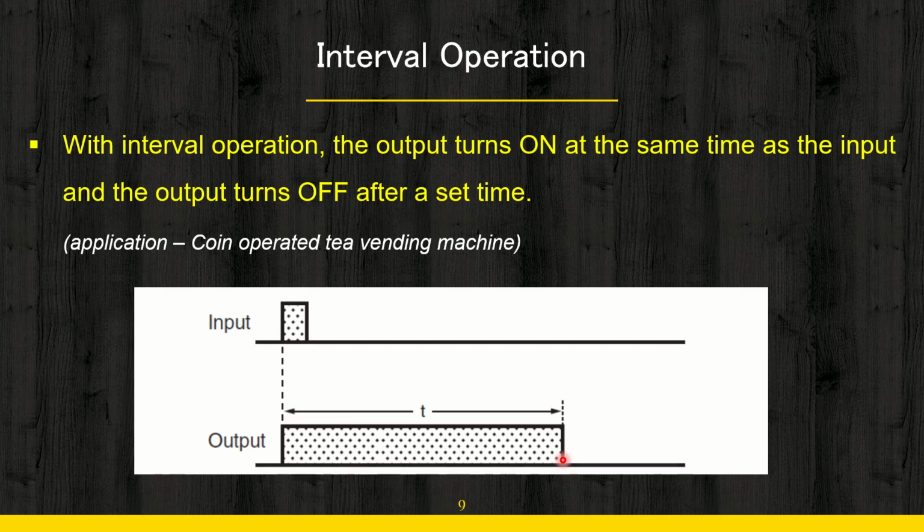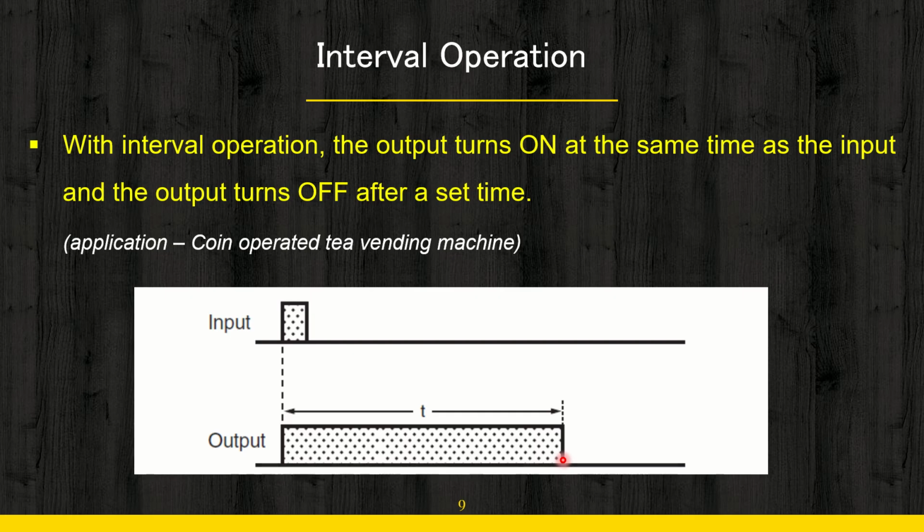Whenever you find a coin operated tea vending machine where you put the coin, after that for a certain duration of time the tea will be vended into your cup. Now you can see that this is never a closed loop system. If you take a small cup, your cup may be overfilled. If you take a big glass, it is not a factor that your glass will be filled up. It is only for a particular duration of time, and this duration has been decided by an internal timer. Such type of operation is known as interval operation.